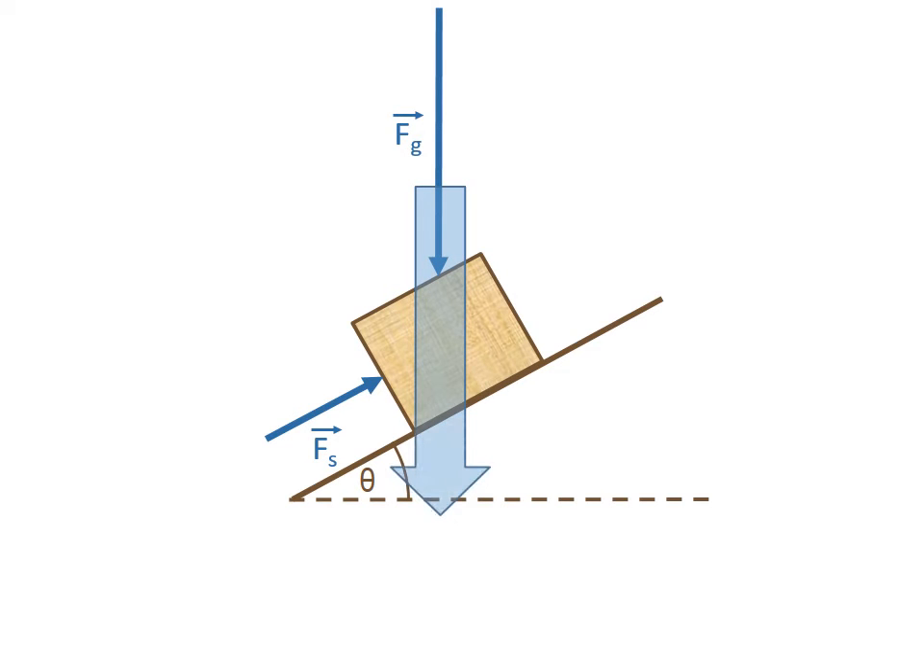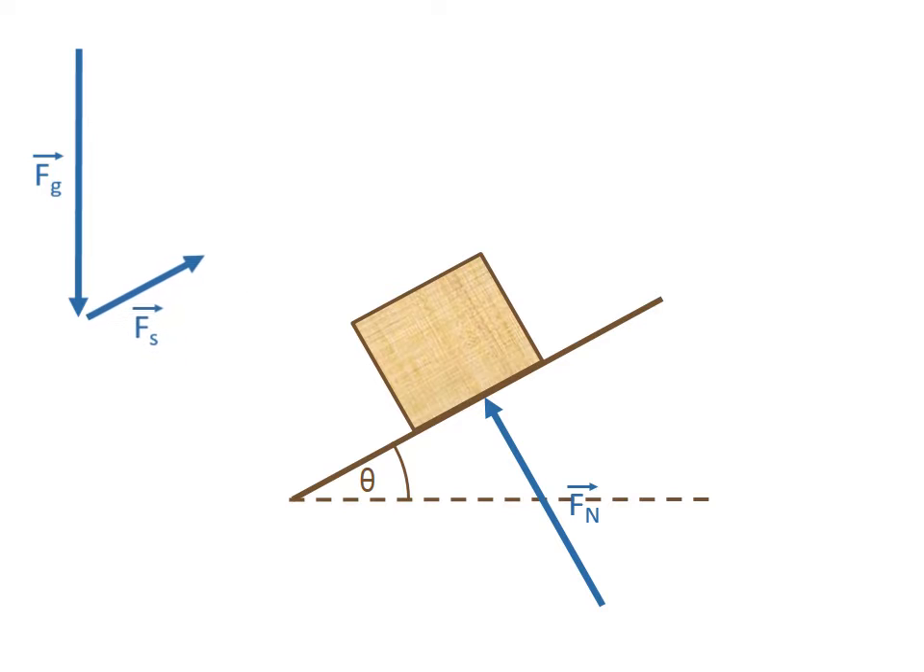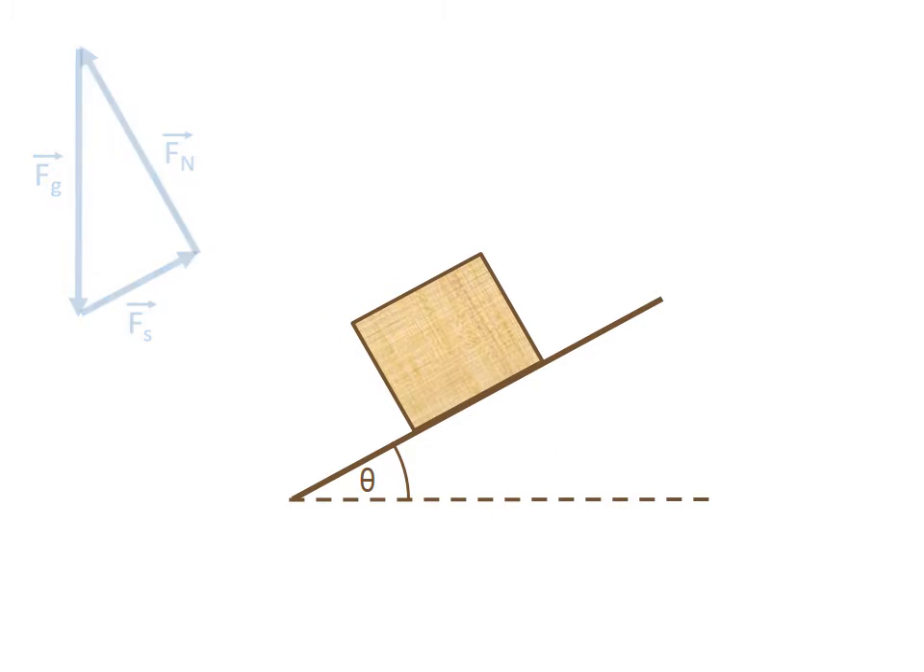Gravity wants to push the box through the table, but the box does not go through the table because the table pushes up on the box. We call that the normal force. The force of gravity is pushing down. In our diagram, the static force of friction is pushing up and to the right, and the normal force is pushing up and to the left. When added together, these three vectors cancel each other out, and that is why the box is not moving.